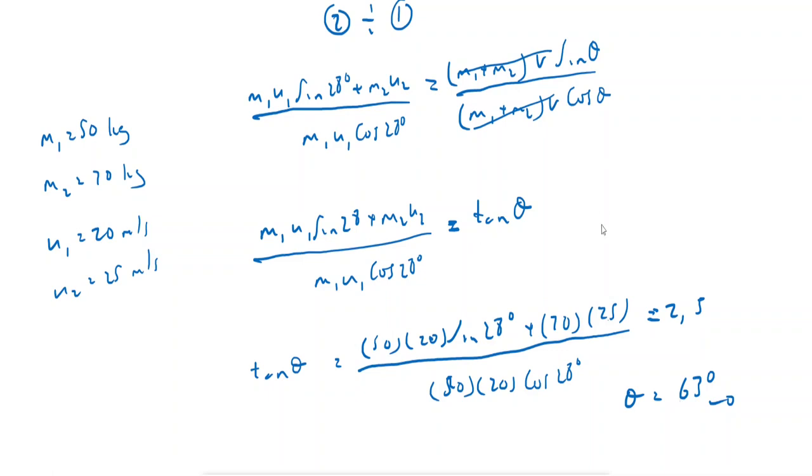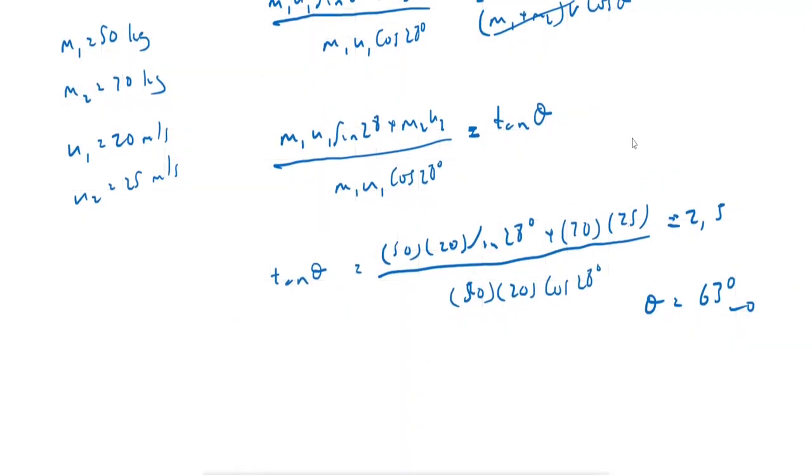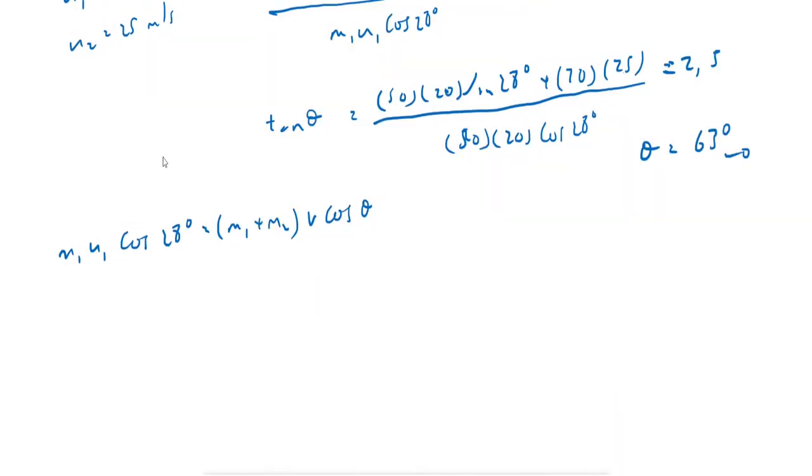And now if I want to find the velocity v of the car, I can actually just find it from any of these equations. Okay, it's fine. I'll just take it from this one. The easy one that I think I can use, you can take any, is this one: m1 u1 cos of 28 degrees equals (m1 plus m2) v cos of theta. So you just substitute everything here. Since you know theta now, v is just going to be m1 u1 cos of 28 degrees divided by (m1 plus m2) cos of theta, whatever cos of theta is.